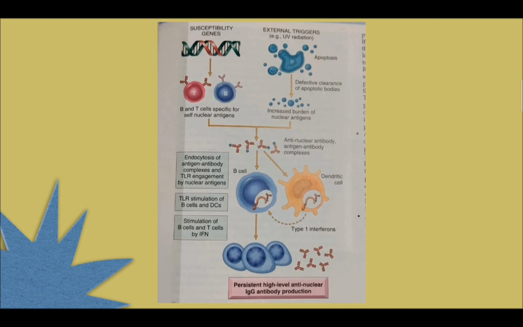And finally, there is persistent production of autoantibodies. Thus, a cycle of antigen release and immune activation results in the persistent production of IgG autoantibodies.